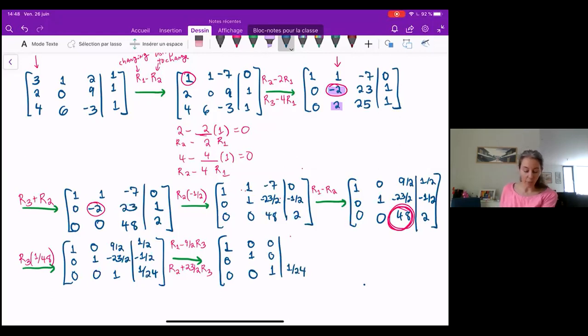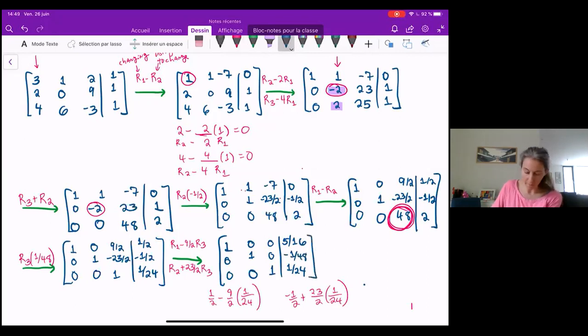So then I'm doing +1/2, row 1 minus 9 over 2, row 3. So that's +1/2 minus 9 over 2 times 1 over 24. And that is going to give me 5 over 16. And then I'm doing -1/2 plus 23 over 2 times 1 over 24. And that is going to give me -1 over 48 for my final answer.